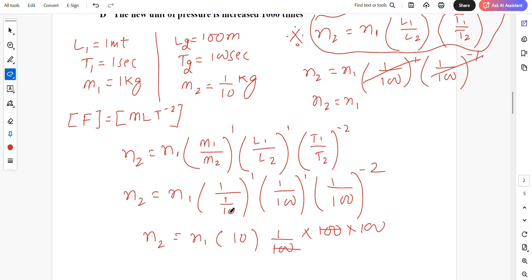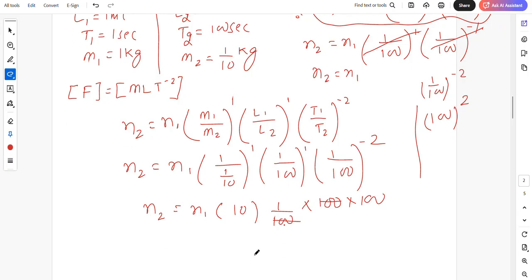What I am writing? This I am bringing to the numerator. This as it is I am writing. This 100 to the power of 2 is there here. That is, 1 by 100 to the power of minus 2 is 100 to the power of 2. Okay. This 100 gets cancelled.